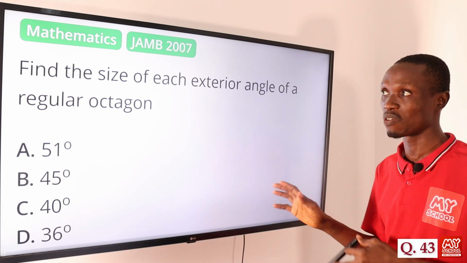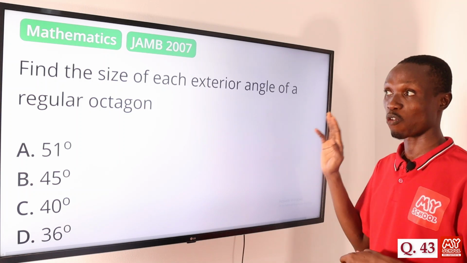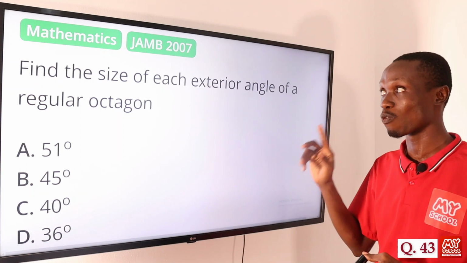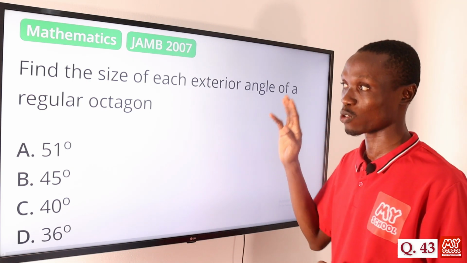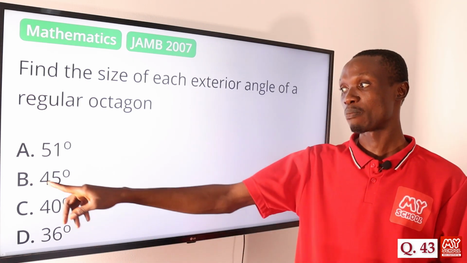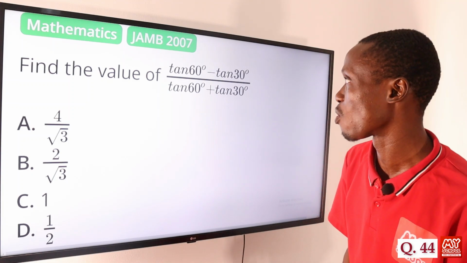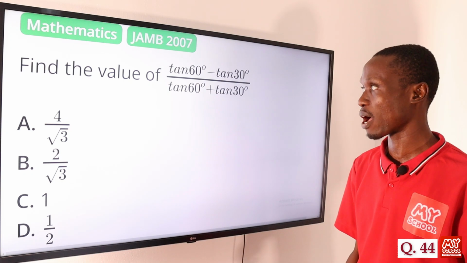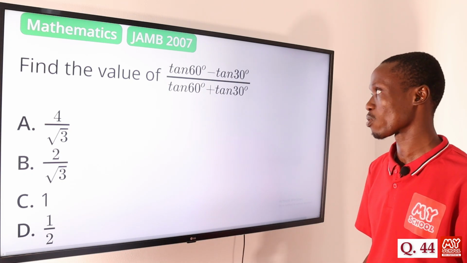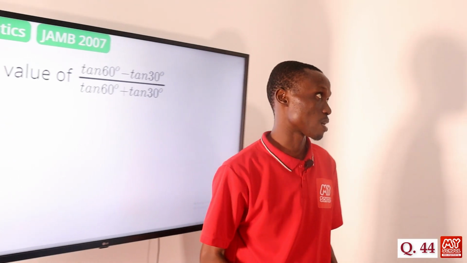So in this case, we'll be having 360 divided by 8, and that will be equals to 45 degrees. So the size of each exterior angle of a regular octagon is equals to 45 degrees. And that makes option B the correct answer to this question. Question 44. Find the value of tan 60 degrees minus tan 30 degrees over tan 60 degrees plus tan 30 degrees. So let's move over to the board to provide answer to this question.